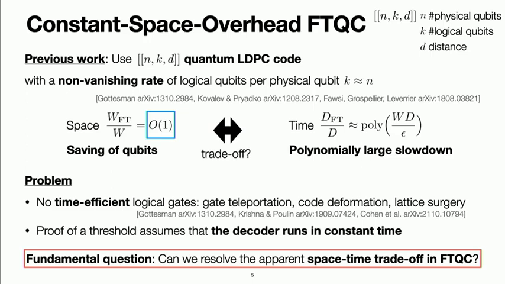And also, potentially more problematically, the current proof of the existence of the threshold for this class of protocol assumes that the decoder must run in constant time, even for growing sizes of the code blocks. So from the fundamental perspective, the question raised in the original work by Gottesman was whether we can resolve this apparent space-time trade-off in FTQC. We are interested in solving this, especially in the setting where we also take into account the actual runtime of the decoder that may grow on large scales.